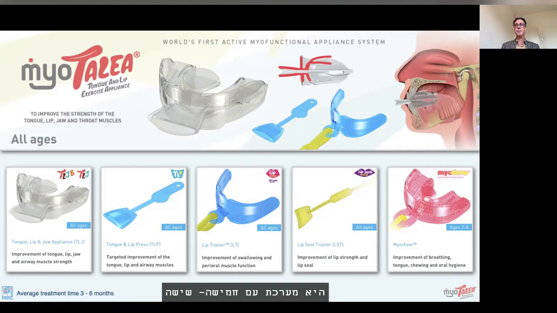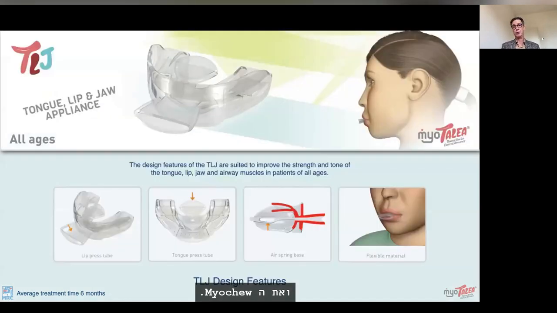Myotalia is a system with 5-6 different active appliances. These appliances are not used at nighttime, one hour per day, but are only used for daytime use when doing exercises, between 5 and 15 minutes per day, sometimes twice per day. In the Myotalia, we have the TLJ, the TLJB, the TLP, the lip trainer, the lip seal trainer, and the MyoChew. Quickly, I will show you all the different appliances because these appliances are very often used by speech therapists to support their active treatment.